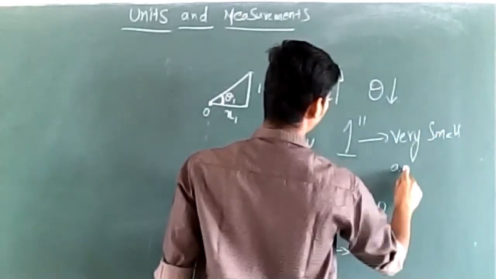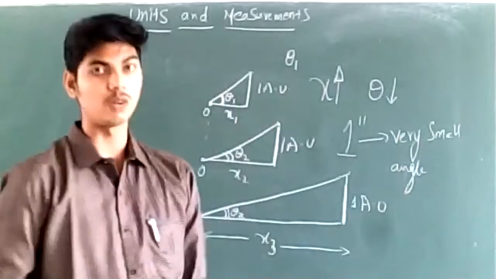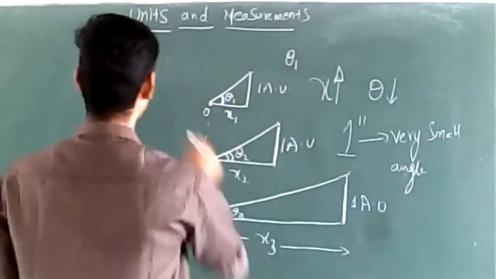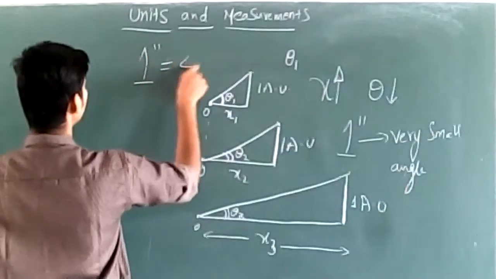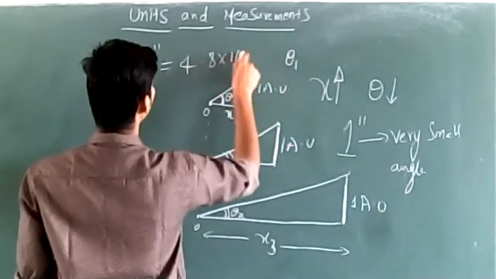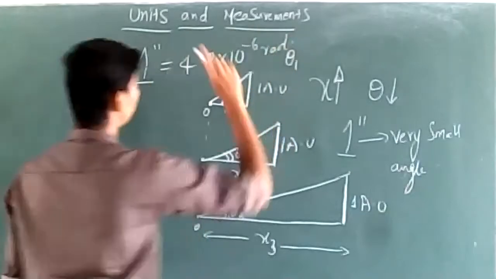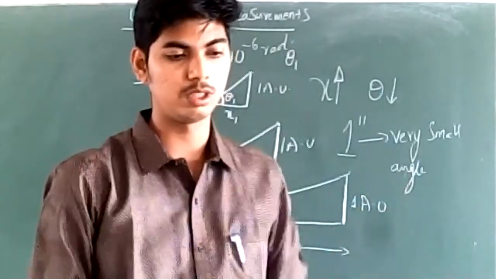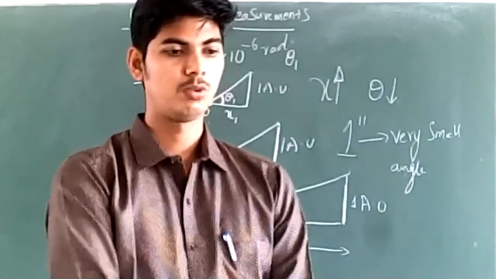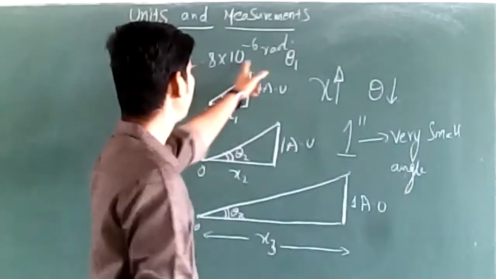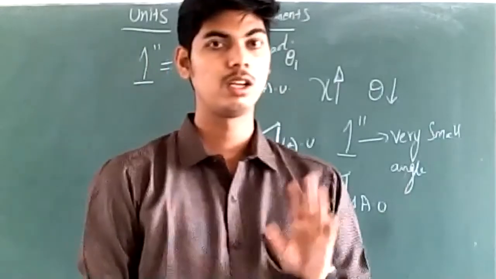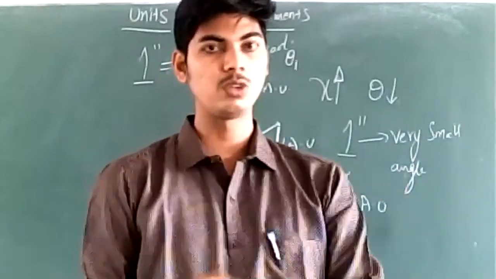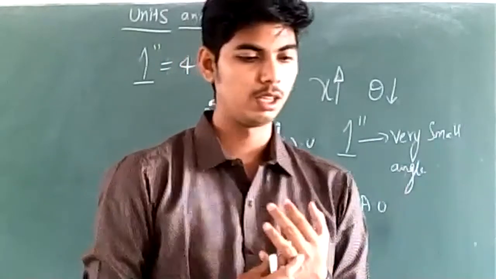1 second is a very small angle. We have already converted seconds to radian, minutes to radian. You must remember those. 1 second is approximately 4.8 into 10 to the power of minus 6 radian. You need to recall it. 1 second is equal to 4.8 into 10 power minus 6 radians. We have converted degree to radian, minute to radian, second to radian. Try to recall it again.